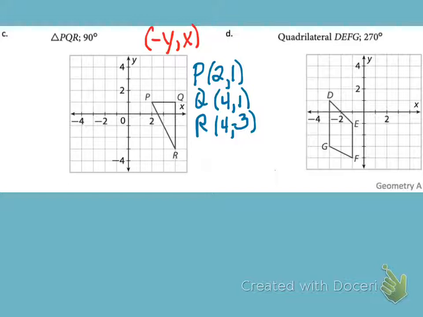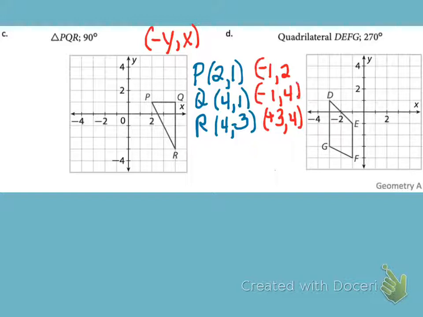So reverse the coordinates. That's the first thing I'm going to do, just reverse them, and then I'll fix the sign. So if I take P and reverse them, I now have 1, 2, but then I want to make the first coordinate the opposite sign. I'm going to reverse the coordinates for Q, so that's going to make the 1 go first and then the 4, but then change the sign on the first one. And then reverse the coordinates for R, make that -3 and 4, but now I'm going to change the sign on the first one, so make it a +3 now.